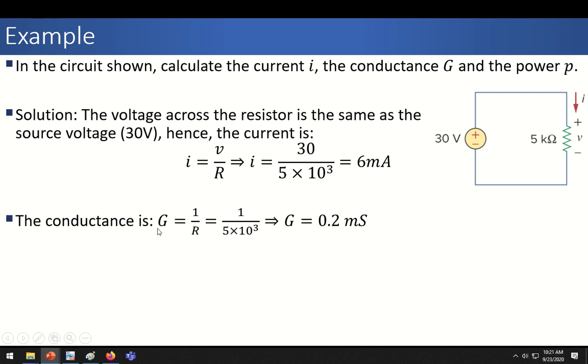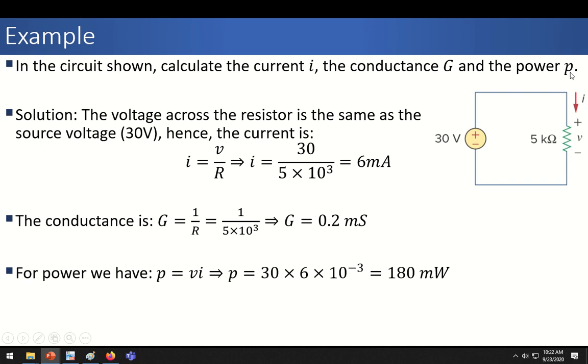For the conductance, we know that conductance and resistance are inverses of each other, so G will be equal to 1 upon R. So we don't have to use Ohm's law for this evaluation of G. Since G is equal to 1 upon R, G will be equal to 1 upon 5 into 10 power 3 Siemens, or G will be equal to 0.2, that is 1 upon 5, and 10 power 3 in the denominator becomes 10 power minus 3, so 0.2 millisiemens.